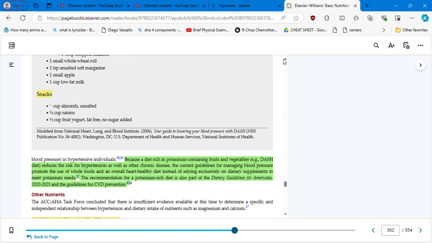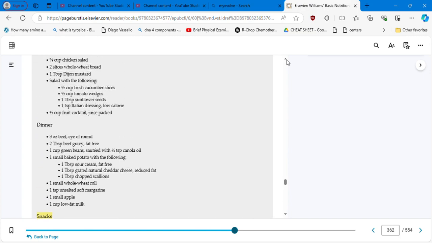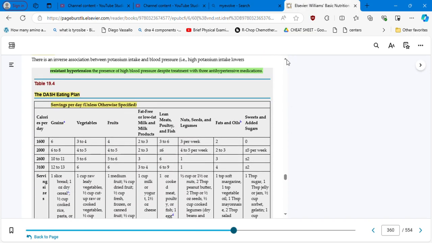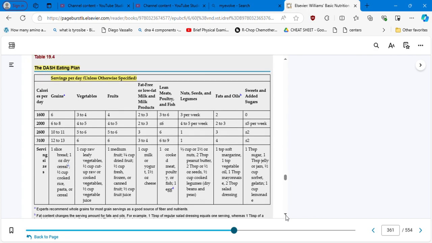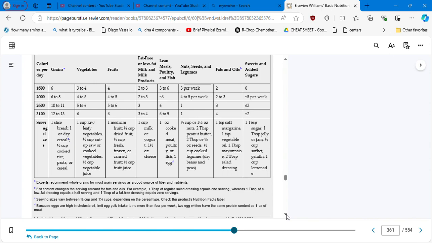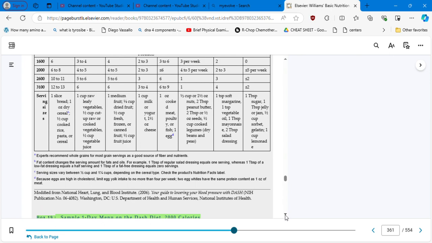Okay, so here I just skip this amazing material, the DASH eating plan. Here they are telling you the calories per day, right? You can choose 1600, 2000, 2600. And they are telling you how many servings of grains, vegetables, and fruits, how many servings of fat-free, low-fat dairy, lean meat, the nuts, the fats, the oils. Okay, here already you are saving some money. If your insurance does not cover nutritionists, here you are saving a lot of money. So with this table, you can create a plan.